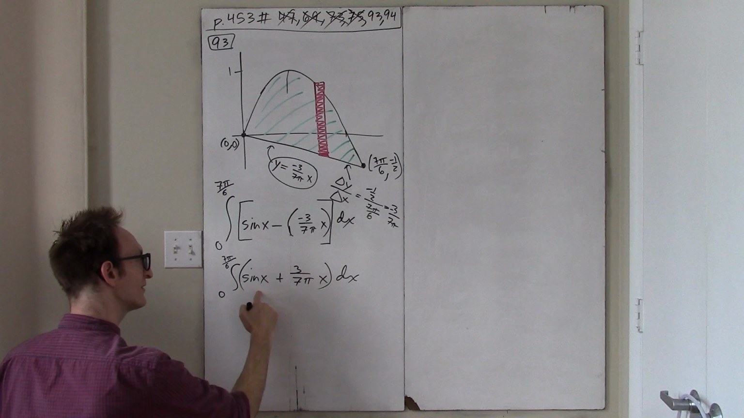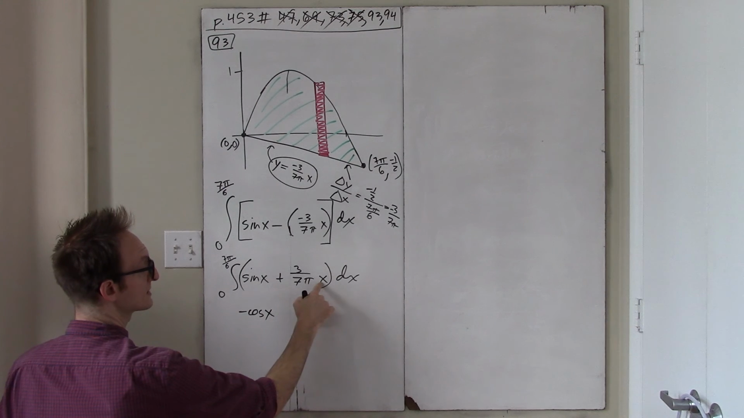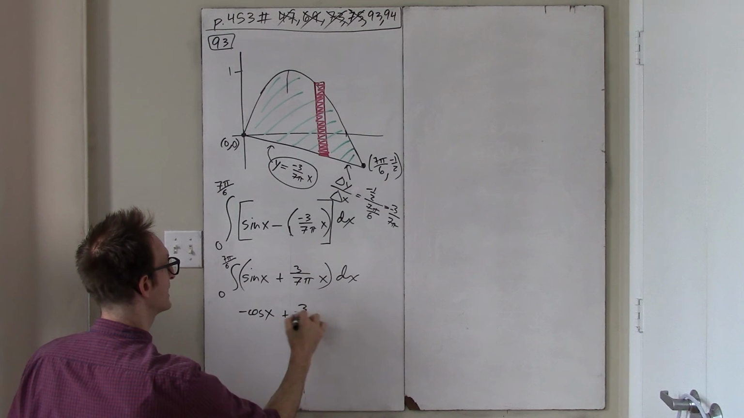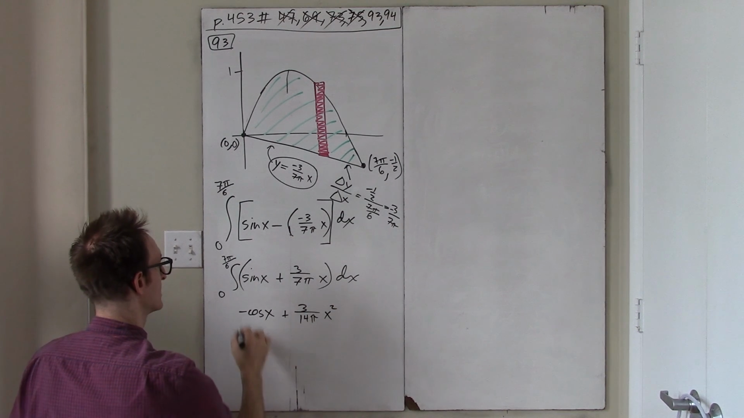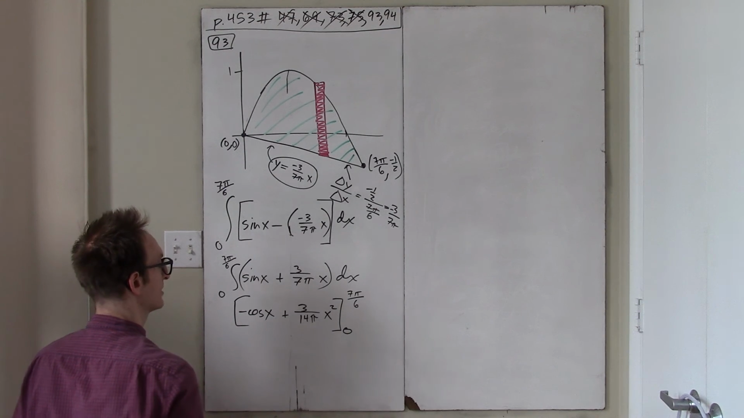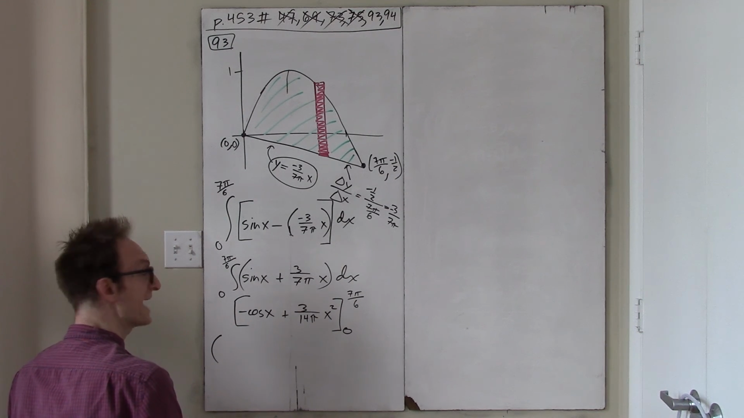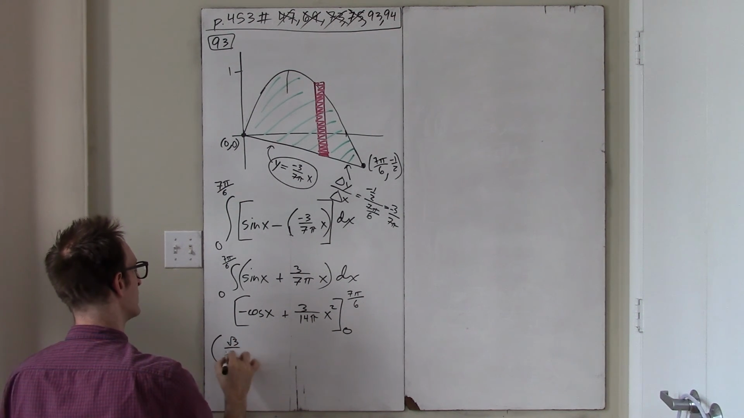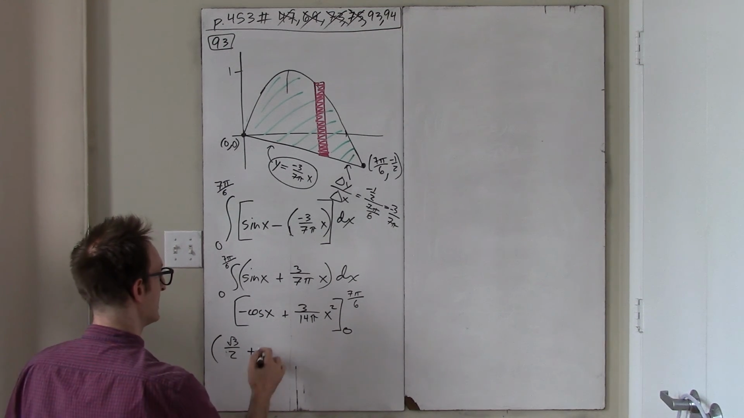Okay, so what's the antiderivative of sine? It's negative cosine, I guess. And the antiderivative of this is going to be raise the power and divide by 2. So this should be plus 3 over 14 pi x squared. And all of this is evaluated at 7 pi over 6 and 0. Okay, let's do it. Cosine 7 pi over 6 is negative root 3 over 2. So that's root 3 over 2, plus, and then there's just this disgustingness. I don't know what this is.